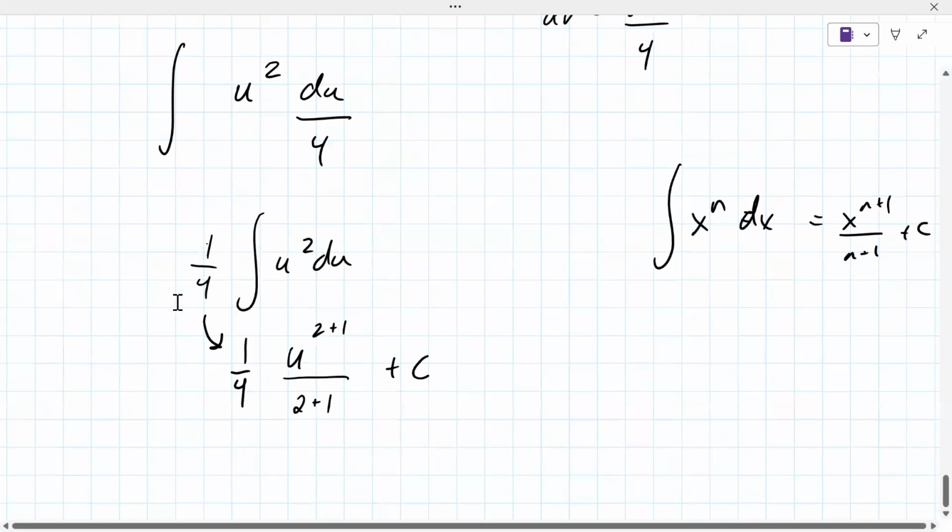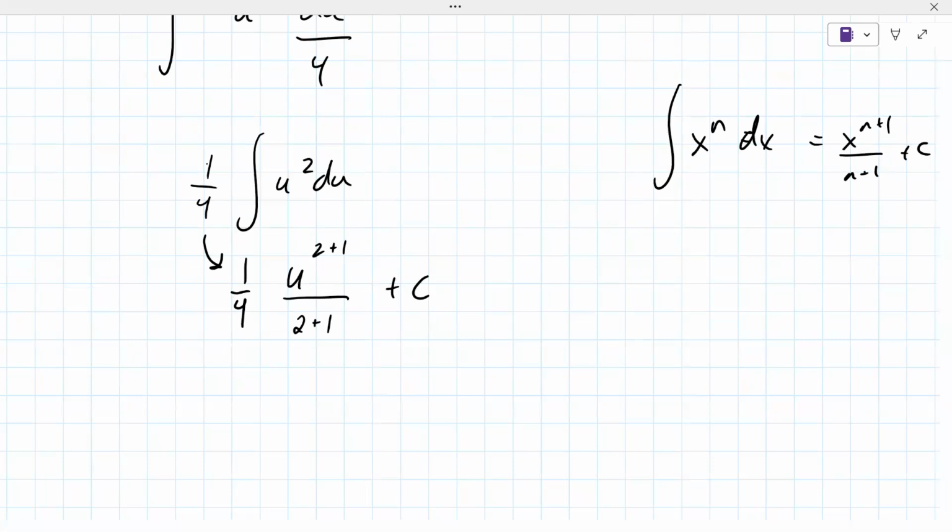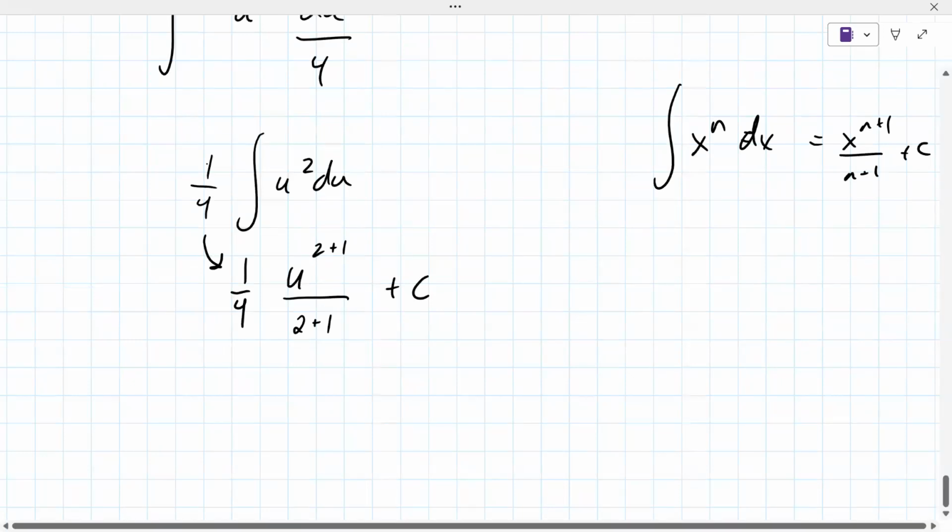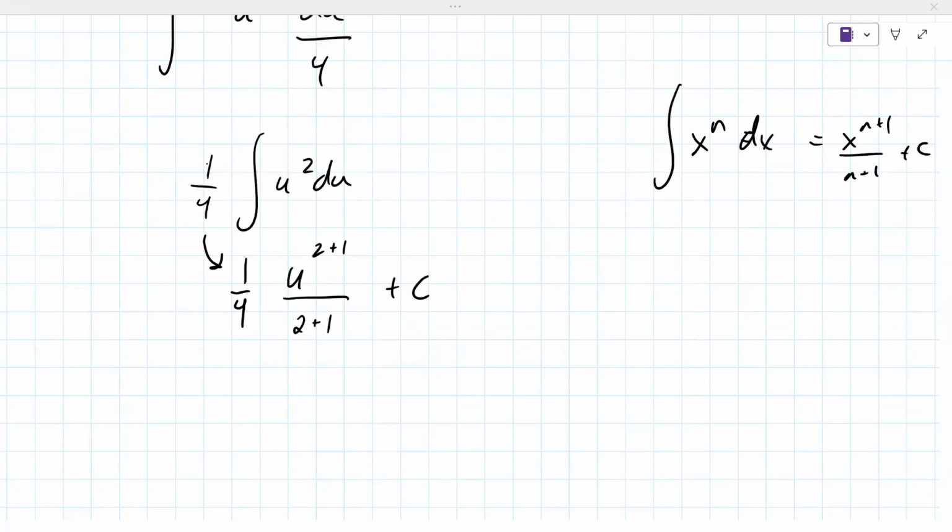I think it's better to bring that constant out until you're more proficient at integration. Okay. And then plus C. And then we plug back in, 1/4 times the quantity, plus C. Okay.